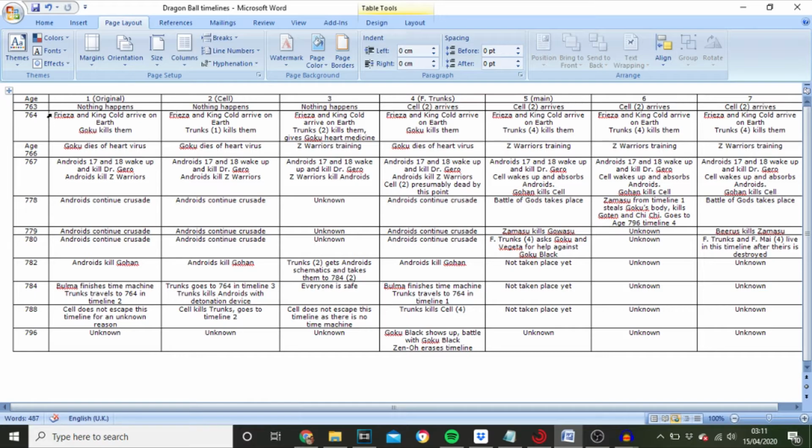So, age 764, we've got things as they normally do. Frieza and King Cold arrive on Earth, and in the original timeline, Goku kills them. He uses the instantaneous movement to get from Yardrat to Earth, and kills them. However, because Trunks has not visited this timeline yet, in age 766, Goku dies of a heart virus. So that's the original series of events.